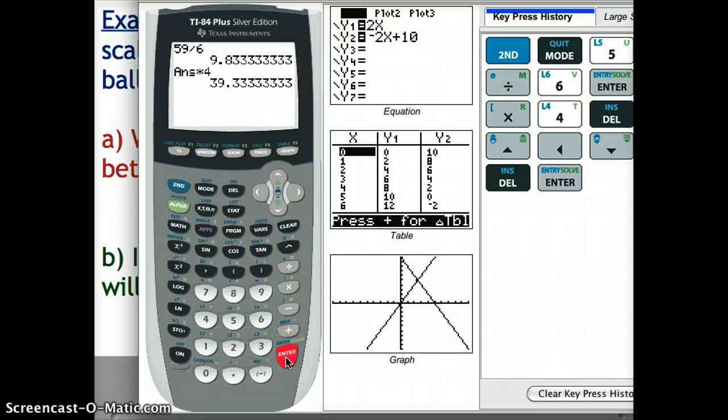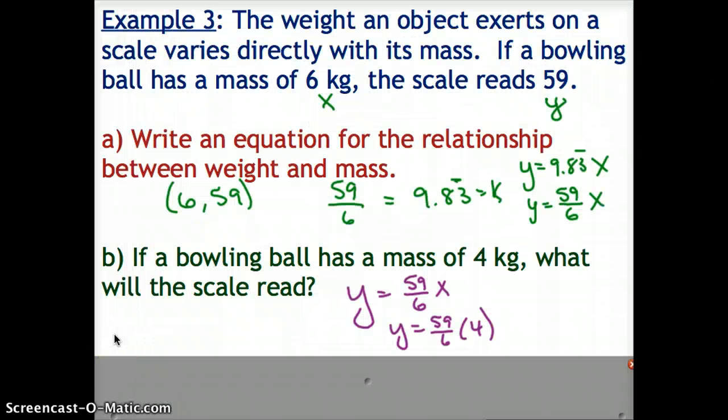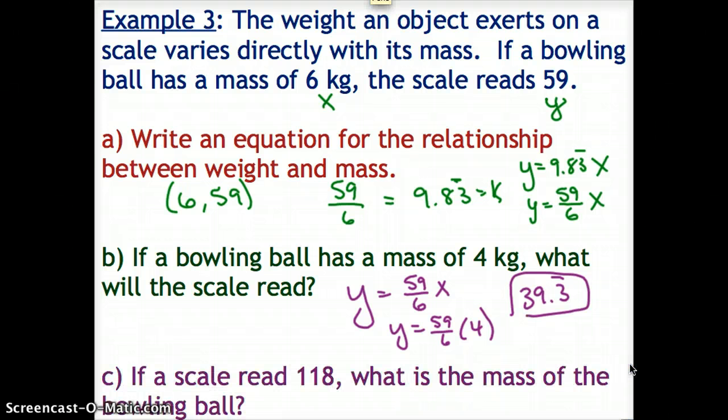I don't want you to just try to round 9.83 and then times 4. You won't be as precise because we can see it's exactly 39 1/3. So this is going to be 39 1/3 or 39.3 repeating is what the scale is going to read. And we don't have a unit for that, so that's all we're going to leave it for now. Okay, last one. If a scale read 118, what is the mass of the bowling ball? Try to solve that one on your own.